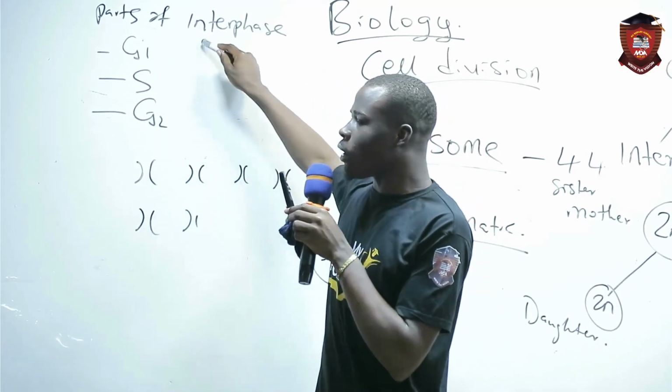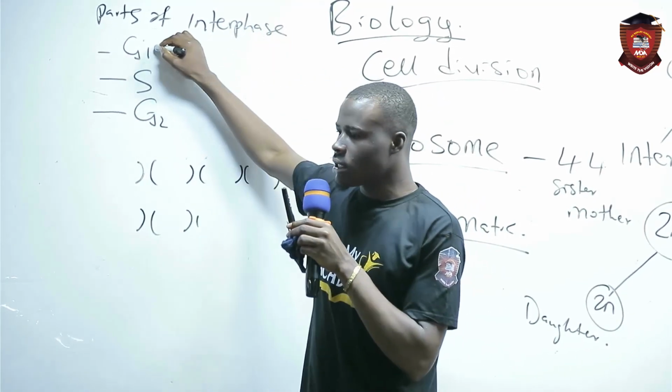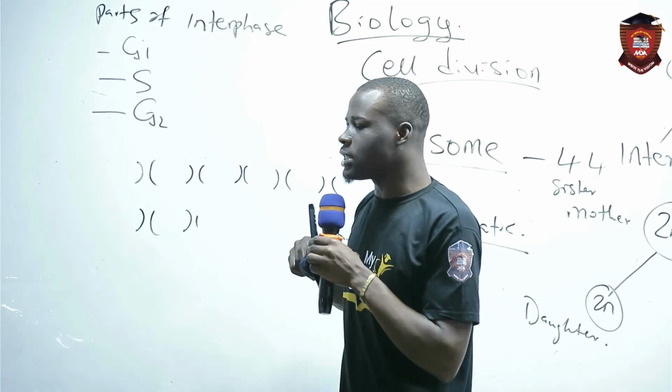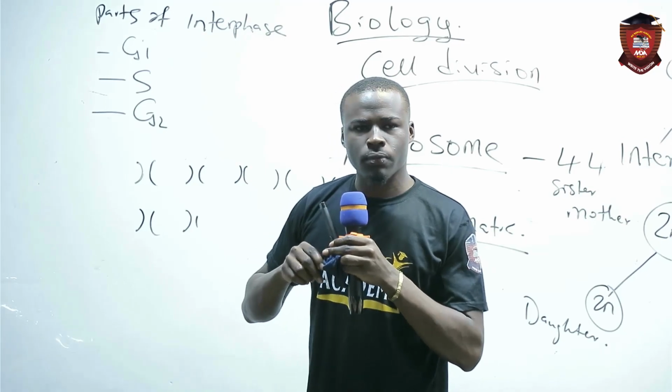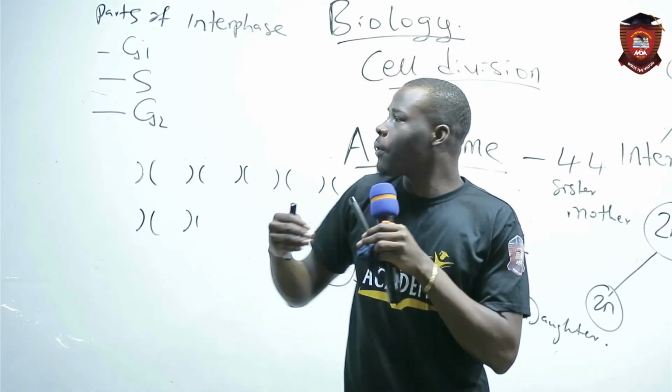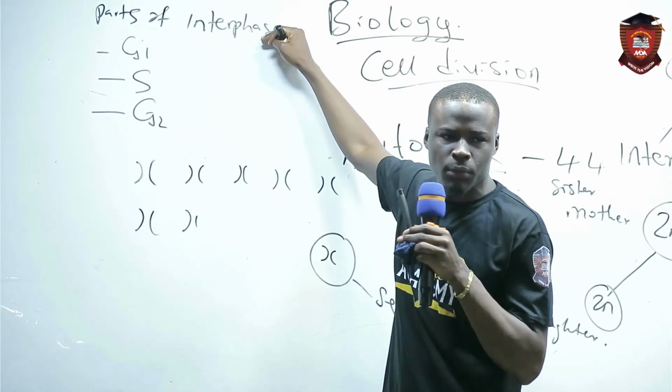Now we said the parts of the interphase. You have G1. Now the G1 is called the first gap phase. Let's start from the parts of interphase.